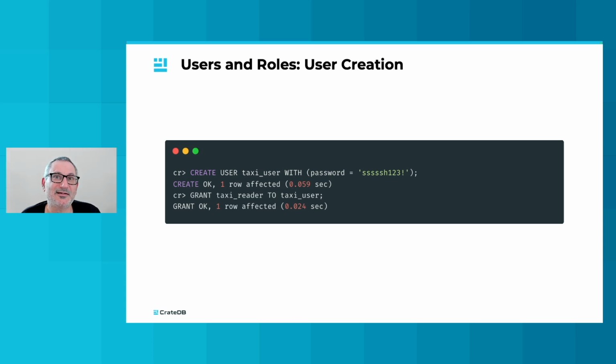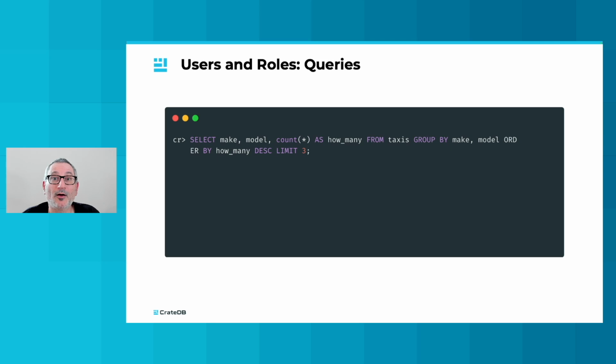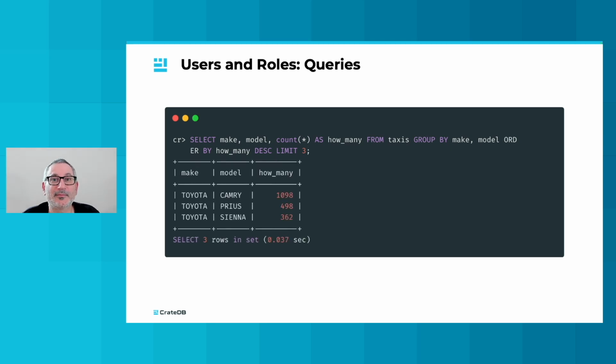So what can Taxi User access? Let's find out. I'm now connected to CrateDB as the Taxi User. First, let's try a query against the taxis table. As you'd expect, this user is allowed to execute this query.